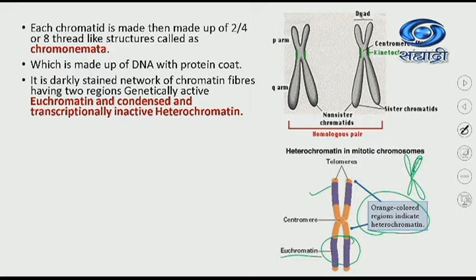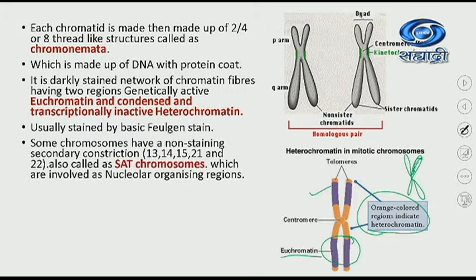It has some other functions, other roles. Usually, chromosomes are stained by basic Feulgen stains because chromosome is a nucleic acid. It is made up of acid. So, Feulgen stain, basic stains are used.